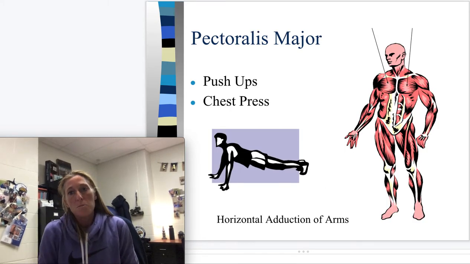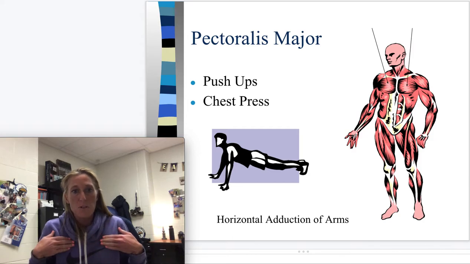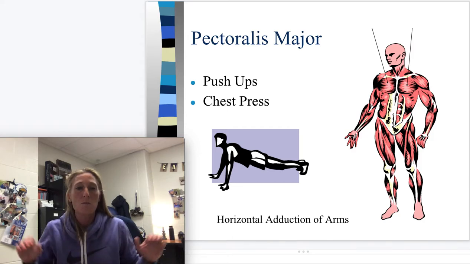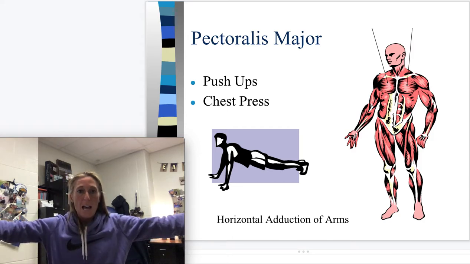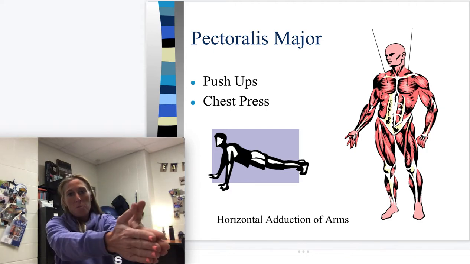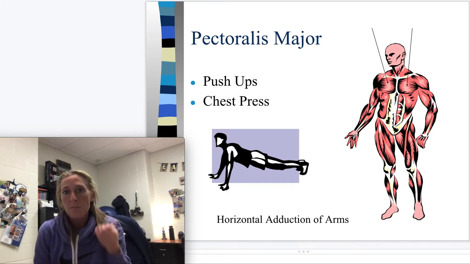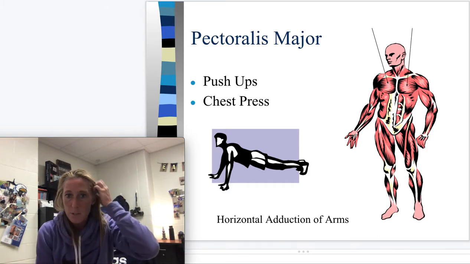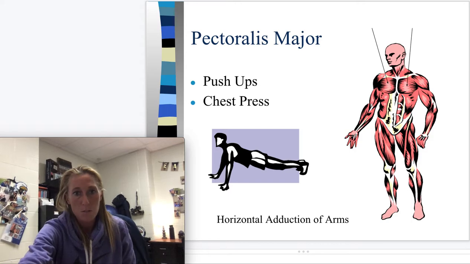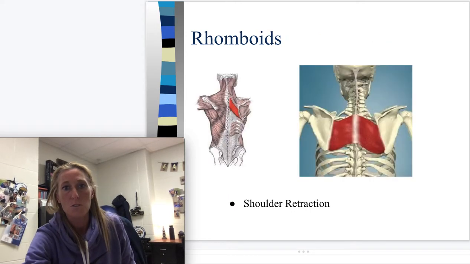The pectoralis major, there's pectoralis minor, other muscles, but the muscles of the chest, when we're doing our push-ups, this is horizontal adduction of our arms. That movement there, which we do in the push-up, is using your pectoralis major muscle. Chest press, bench press, all those are other examples.